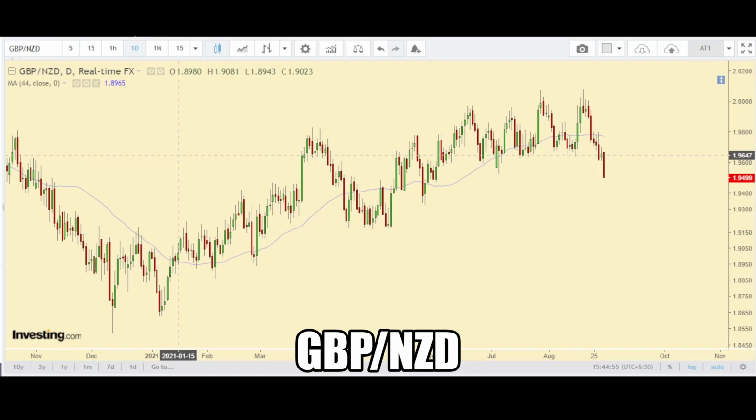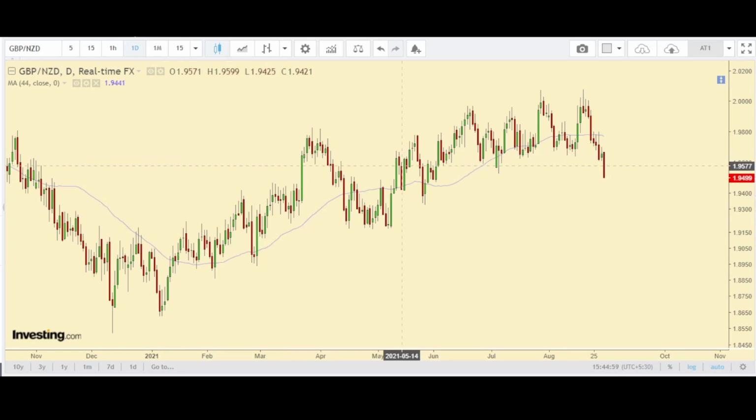The chart on your screen is Pound New Zealand Dollar, that is GBP NZD, and today we will be looking at this pair for our trade opportunity. I will be drawing few trend lines, few support resistance lines, and then we will start analyzing this pair. So let's start.